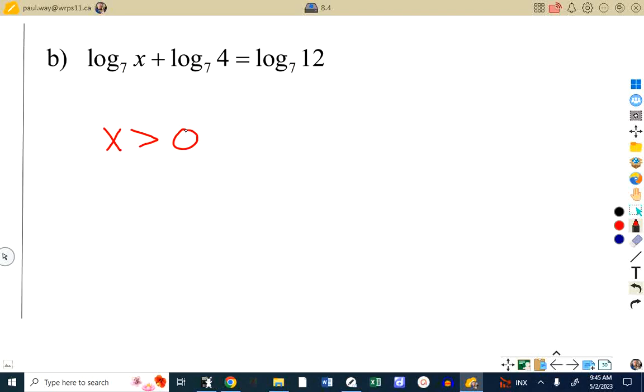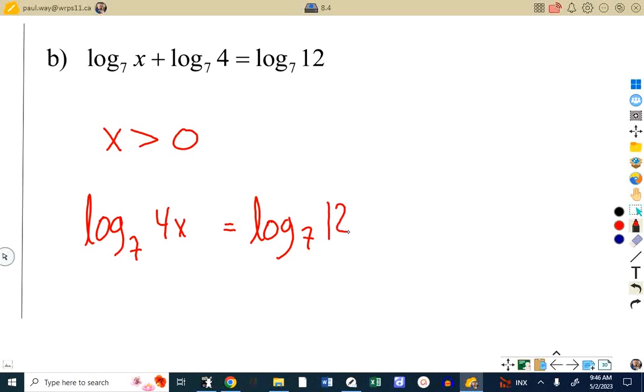I think on a written response, it's a good idea to explain why, by putting a statement that says, you cannot take the logarithm of a negative, and you cannot take the logarithm of 0. Okay, so that's our restriction. We'll come back to that. This is going to become log base 7 of 4x equals log base 7 of 12, because the sum of logarithms is the logarithm of a product.